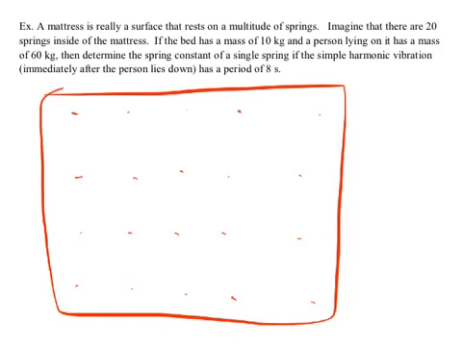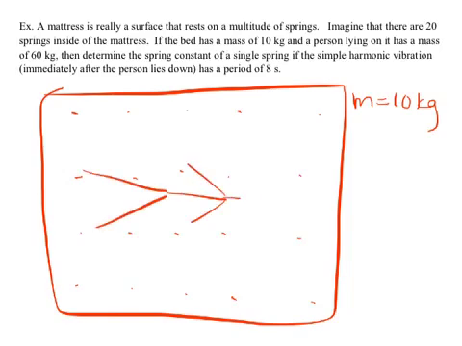If the bed has a mass of 10 kilograms, and a person lying on it has a mass of 60 kilograms, yeah, the bed is always less than the person. If you think about it, pick up a mattress, they're not heavy.